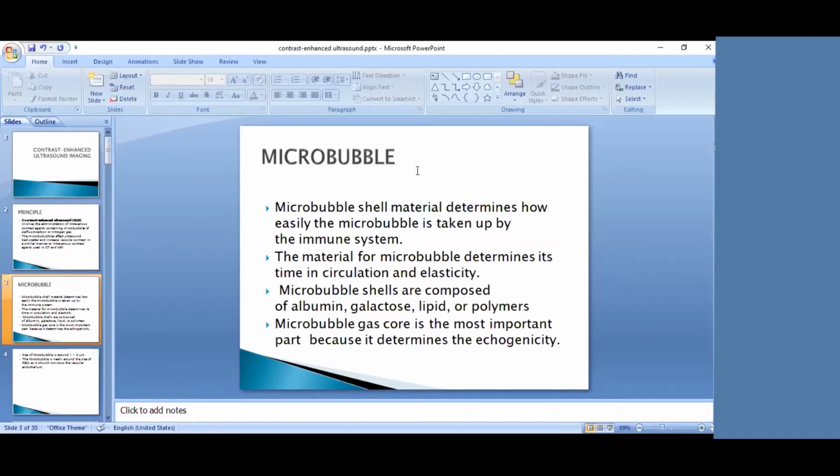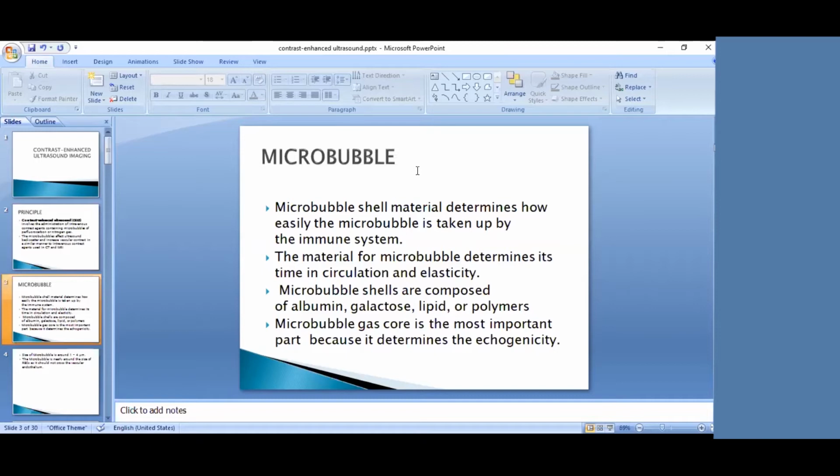The shell material of the microbubble determines its time in circulation, and elasticity also. It will determine how long it will last in the circulation, how elastic it is, and how it will be taken up by the immune system. This is all determined by the shell material. Microbubble shells are composed of albumin, galactose, lipid, or polymers. I mean, any one of them could be the shell material for this microbubble. It could be lipid, polymers, galactose, or albumin.